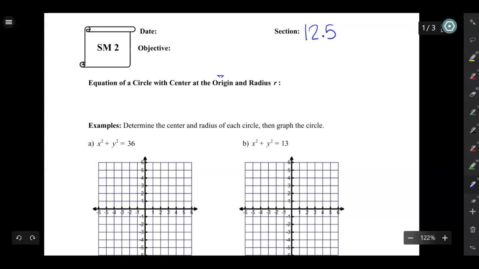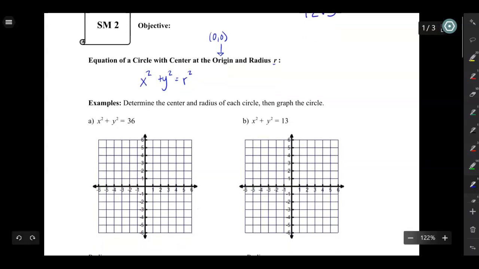So first of all, the origin is the point 0, 0. So it's just at the very center of an XY graph. And in this equation, we're going to let r, lowercase r, represent the radius. So if you wanted to get a calculator and tell that calculator to graph a circle with the center at the origin and radius r, you would type in x squared plus y squared is equal to r squared. So the r is going to tell the calculator basically how big or how small to make that circle based on what the radius is.